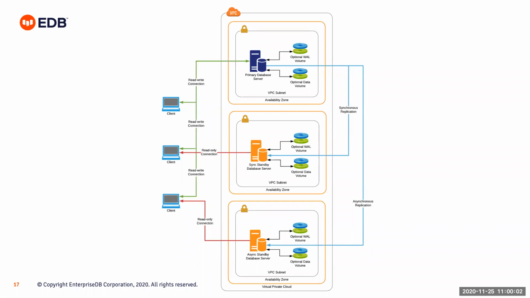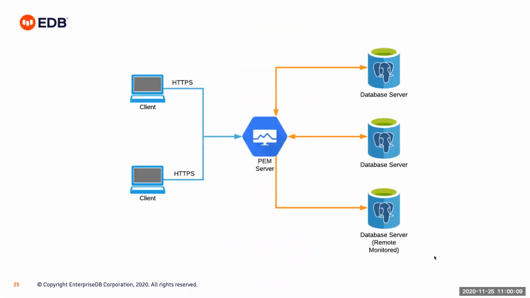Let's see. Here we are again. Could you please repeat that? I'm sorry. Yeah, of course. If I get you correctly, the DB servers send data to the PEM server and PEM server gets metrics from the remote monitored server. Are these metrics gathered from the remote monitored server used as a reference, or what is the purpose of that?